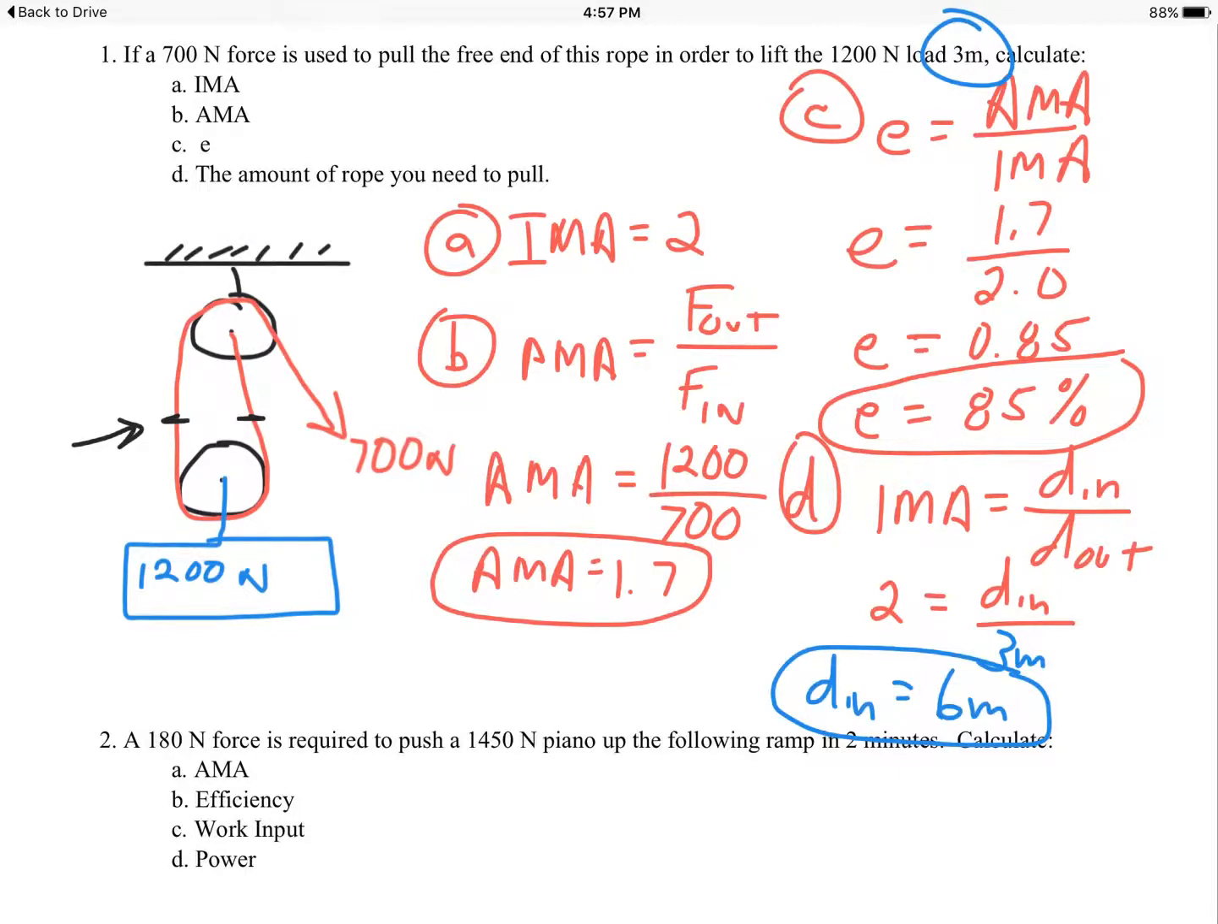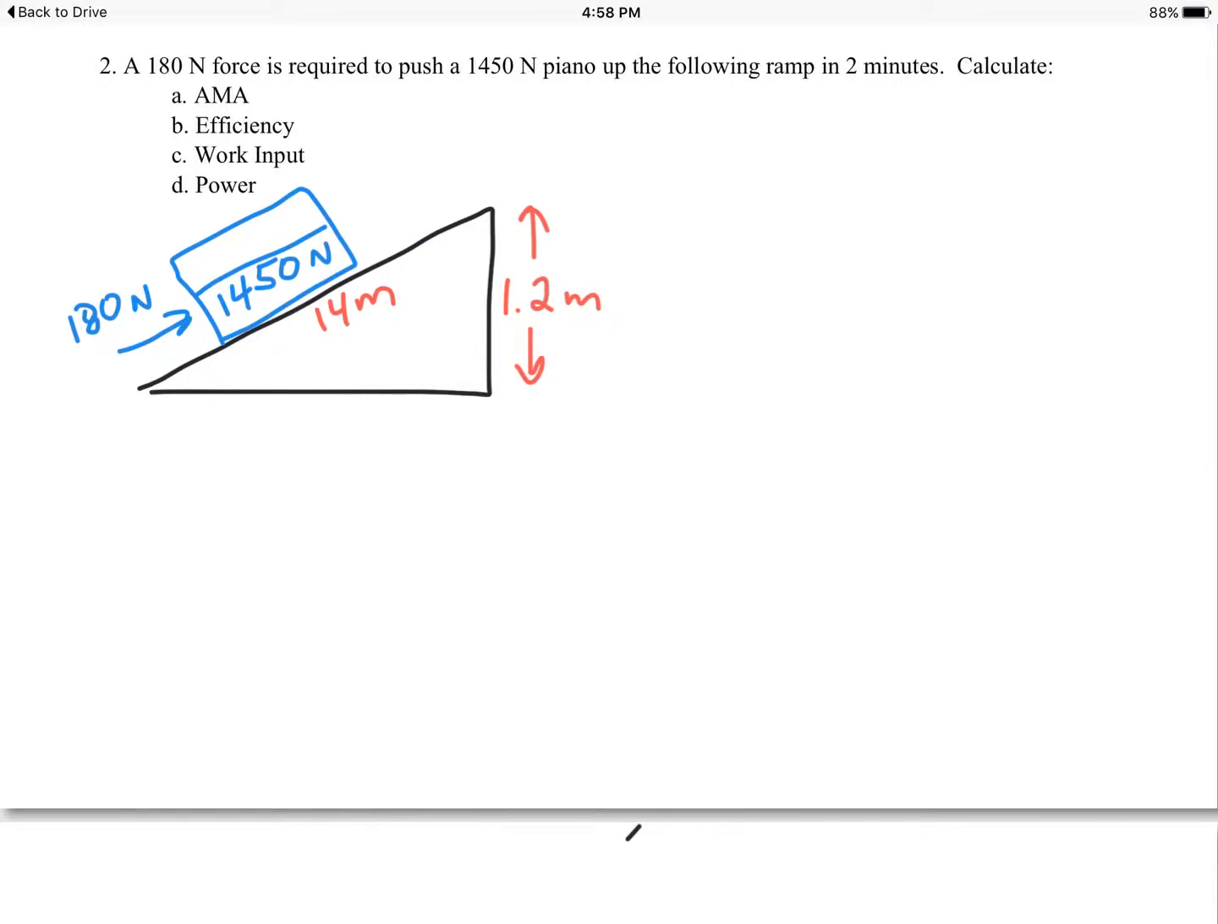Here we have a piano that we're pushing up a ramp. It's a long ramp. My diagram is not to scale.